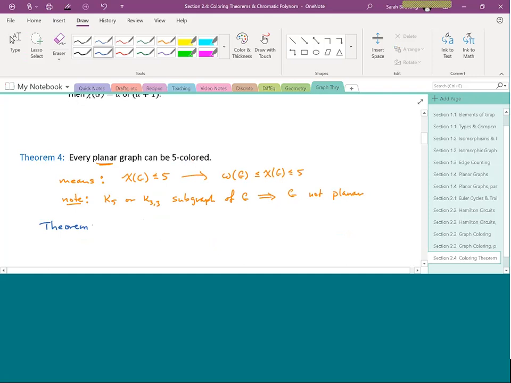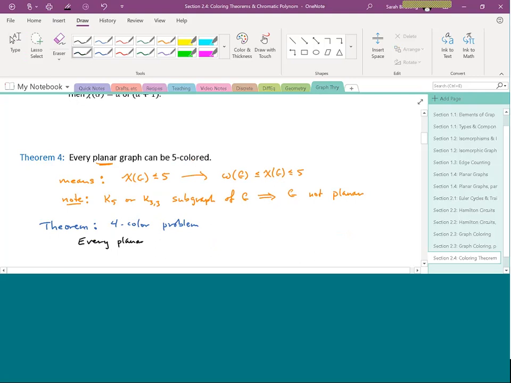This one is, I don't believe, in your book. It's called the 4 color problem. And what it turns out is actually every planar graph can be colored with 4 colors. That one is crazy difficult to prove.